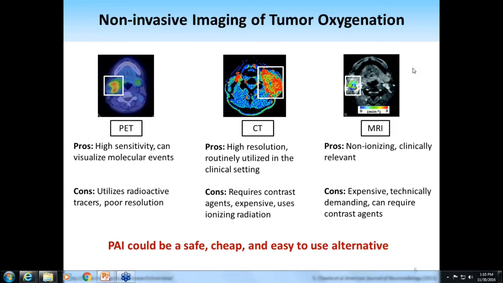So with this in mind, our interest, and I think what a lot of people are thinking, is that photoacoustic imaging could really be a safe, cheap, and easy alternative to these previous methods for measuring tumor oxygenation.